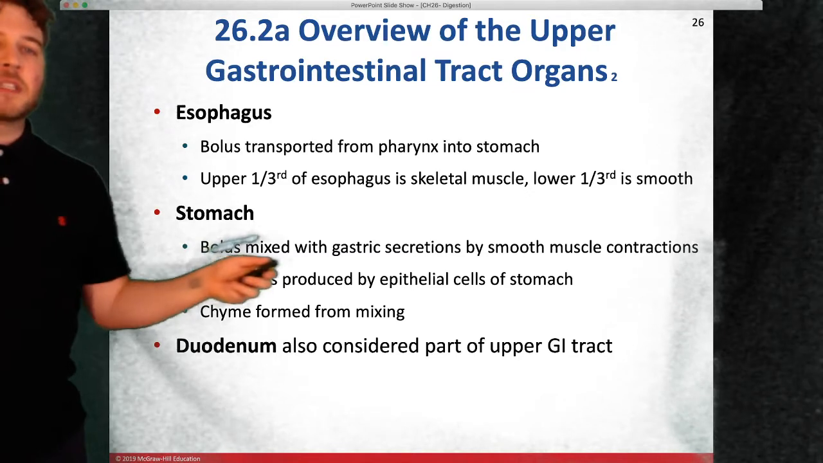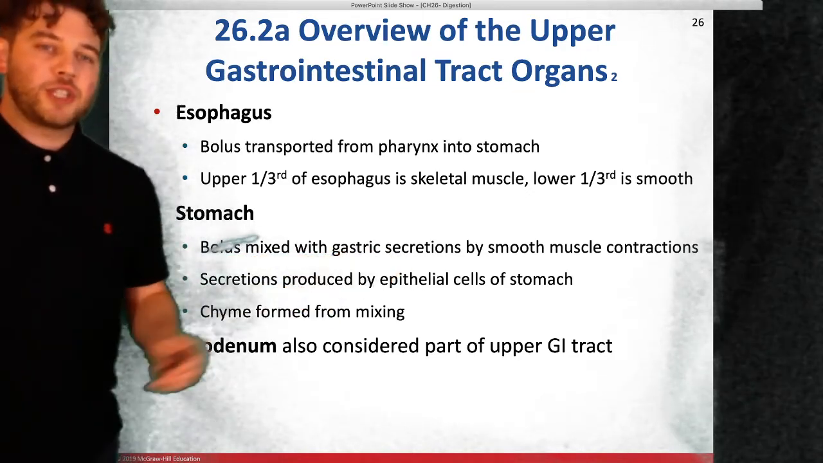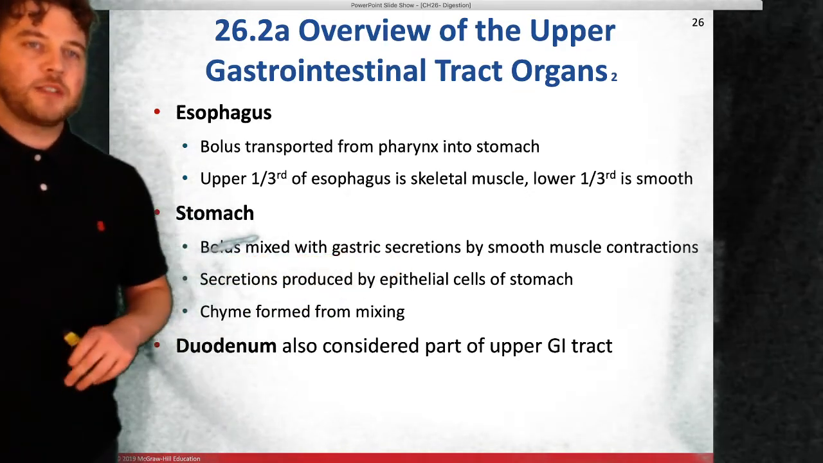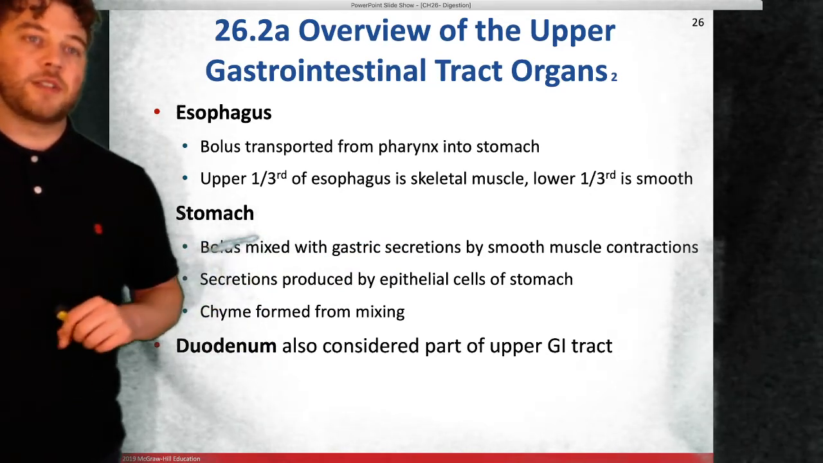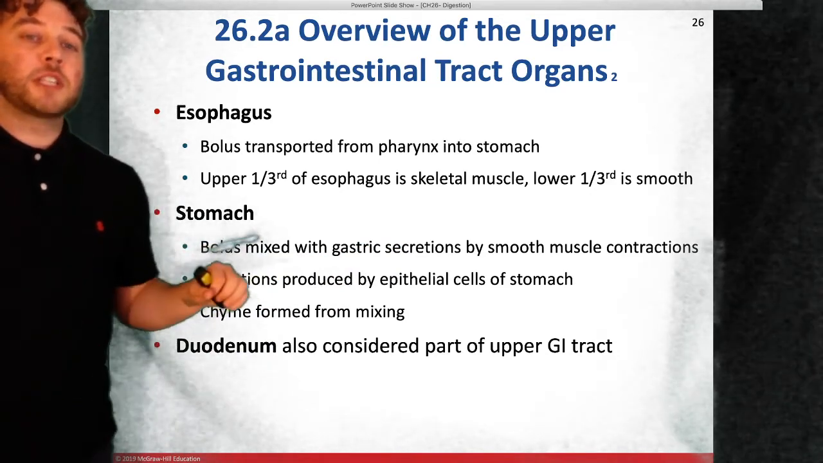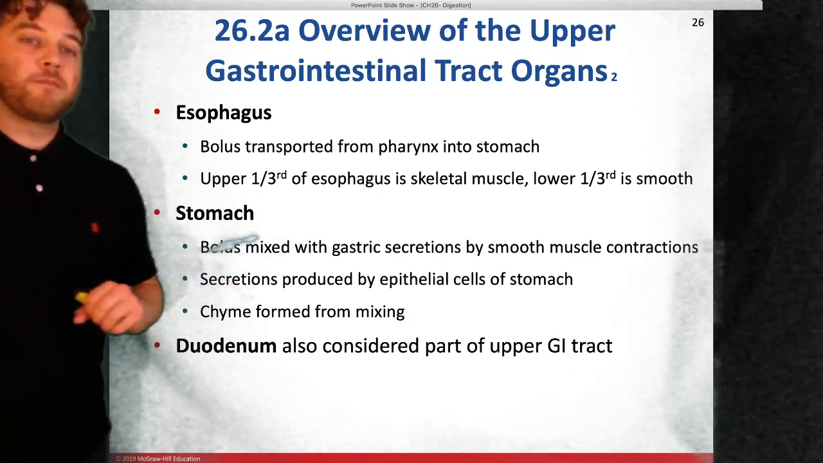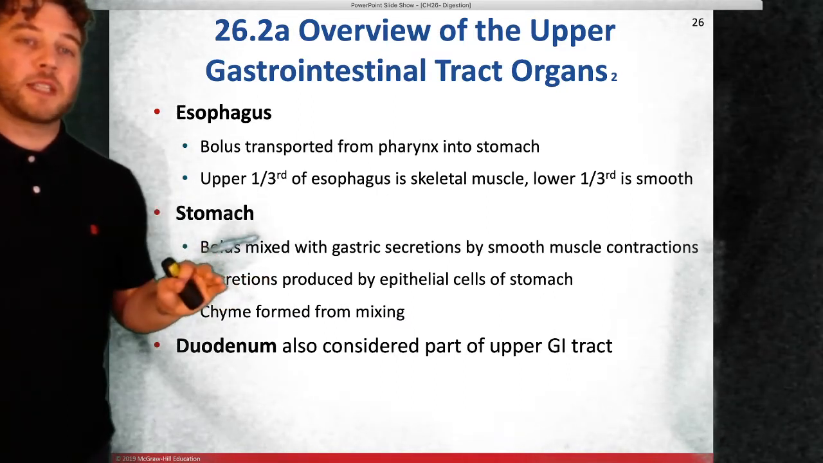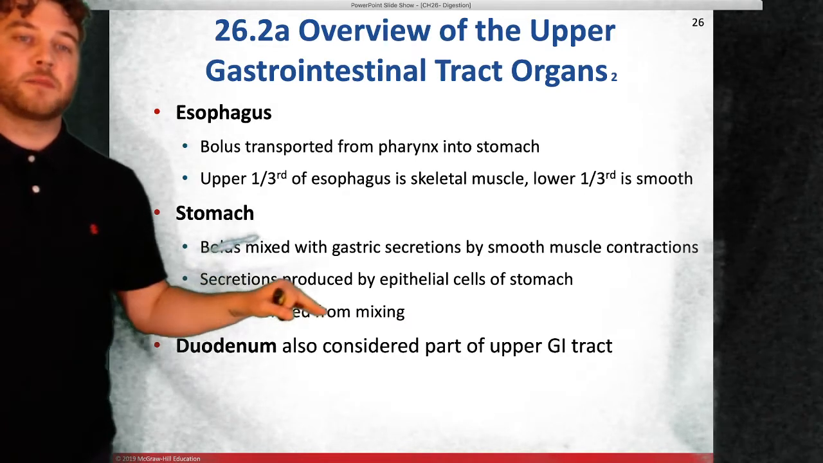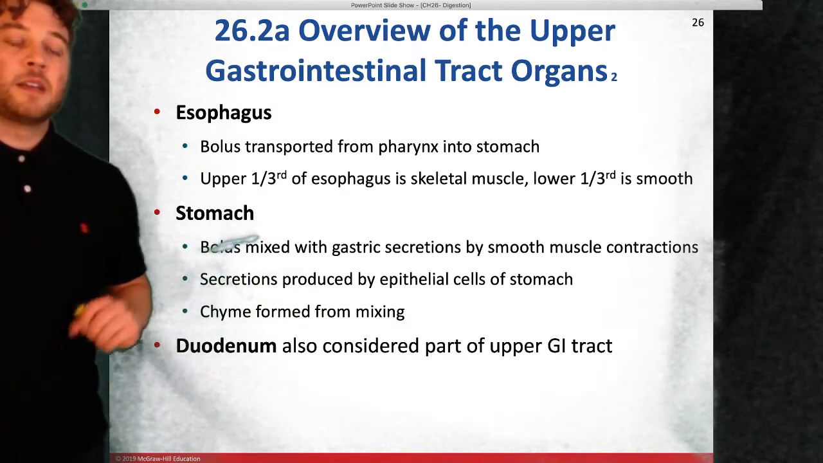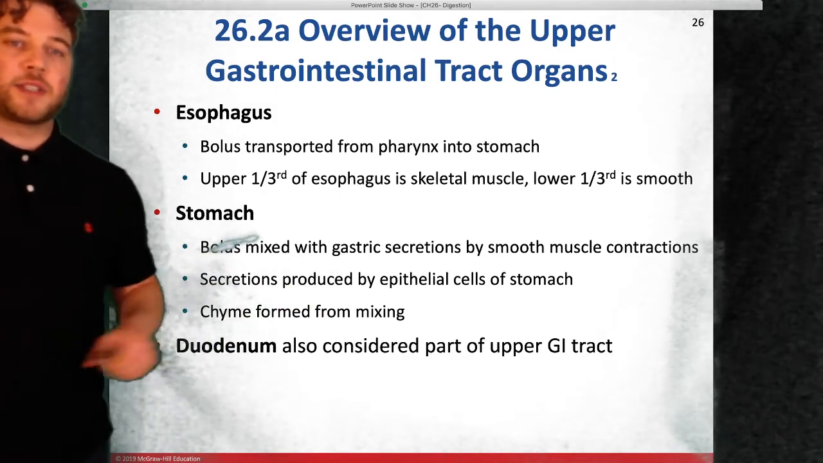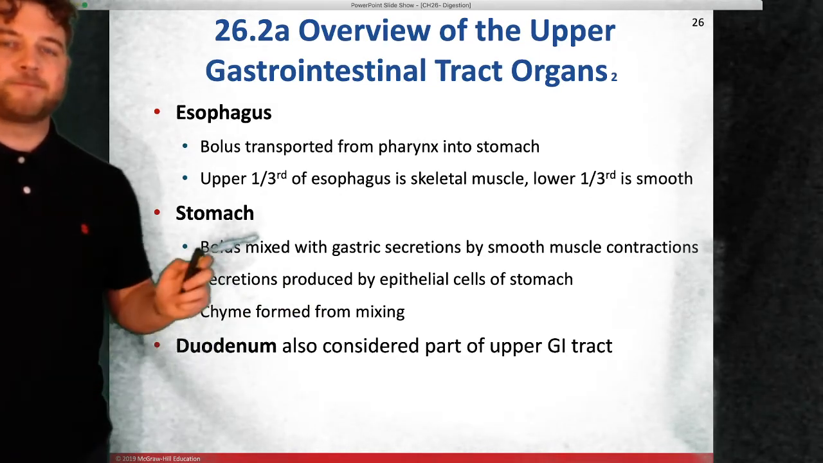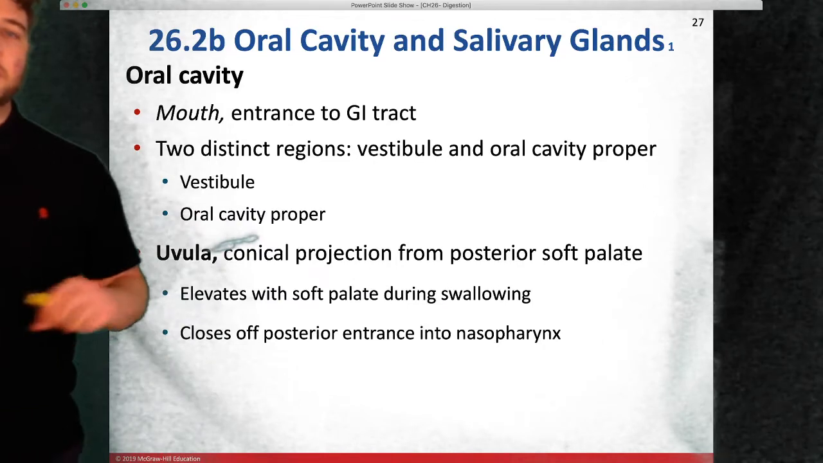In the stomach, the bolus is mixed with gastric secretions by smooth muscle contractions. Remember, you have the 3 smooth muscle layers of the muscularis layers of the GI tract wall here. The secretions are produced by epithelial cells of the stomach, and that bolus mixing with the secretions from the stomach is going to turn it into chyme. The duodenum is that first portion of the small intestine, and it is also considered part of the upper GI tract. So now getting more specific.